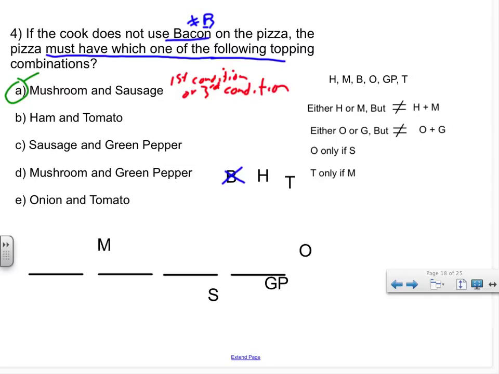So we have M, O, S, and GP. So let's make sure this meets the conditions. Either H or M, but can't equal H and M together. We've got M over here, so we're good. Either O or G. Uh-oh, we've got O and G together. So let's try and swap out, because it says which one of the following topping combinations. Maybe we can use one of the toppings without using it as a combination. So I know that T will work.